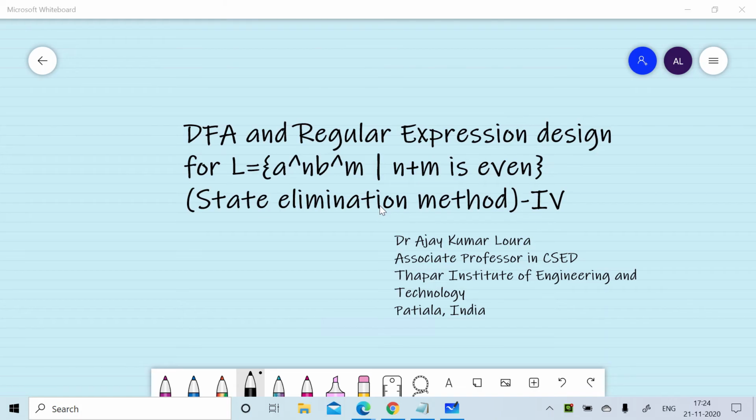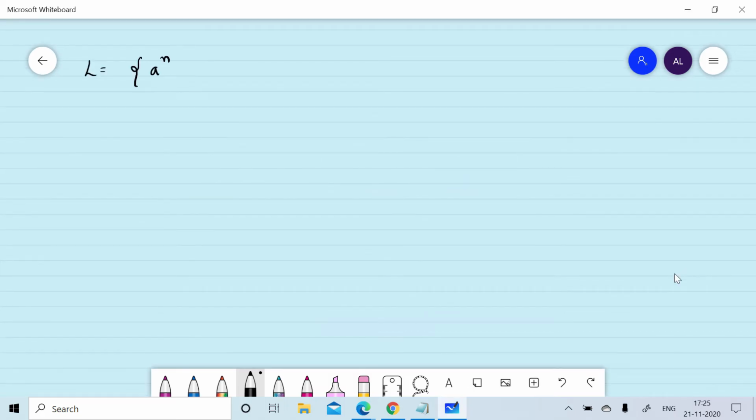In this session, we will design a DFA and regular expression for the language L = {a^n b^m | n + m is even}. We will also convert the DFA into a regular expression using the state elimination method. Let's start the session. Given L = {a^n b^m}, n plus m is even.